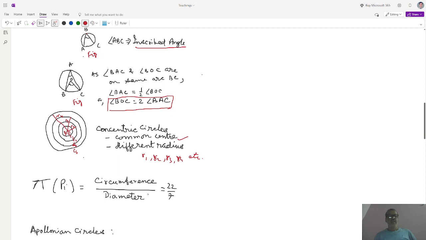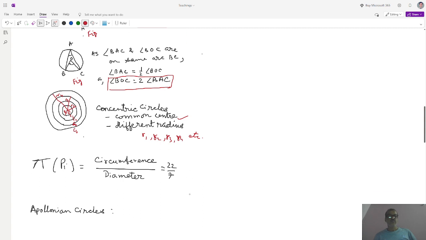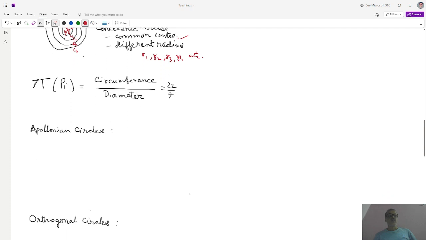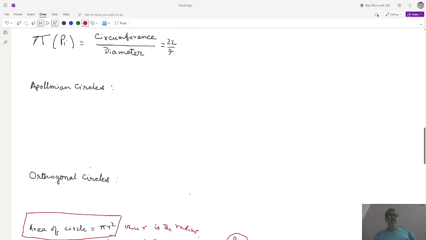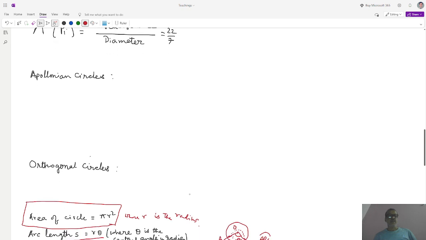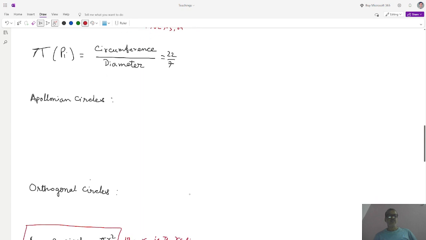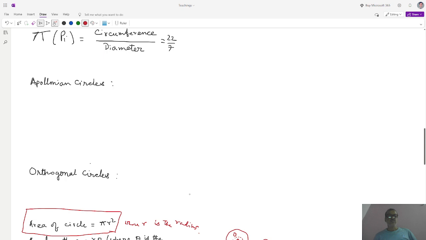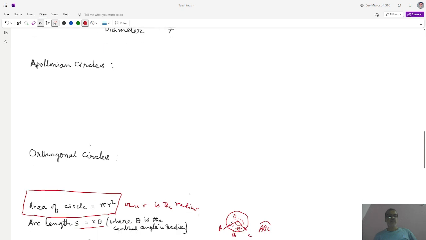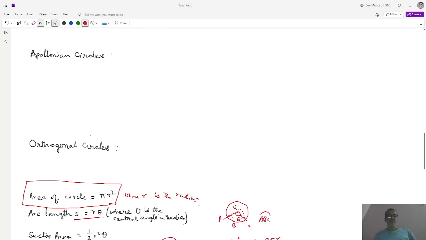What I have told is that pi is a constant and it is the ratio of circumference by diameter, equal to 22/7. It is fixed for all time. Apollonian circles and orthogonal circles are not to be described here because they are not so important in our target syllabus.